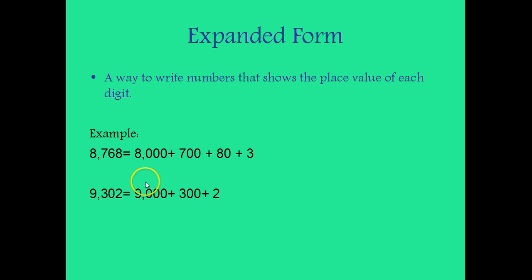9,000, so you have your 9,000 here. 300, you have your 300 here. And 2. Now if you notice, there is no digit in the tens place. So we have no tens. You can see we have no tens here, so we don't need to add a tens here.